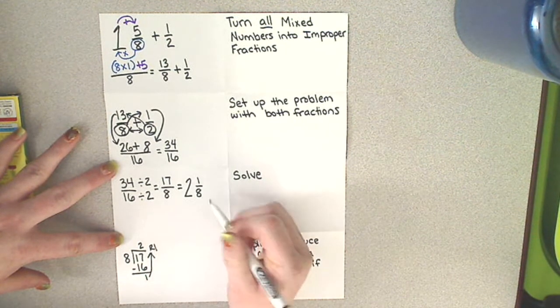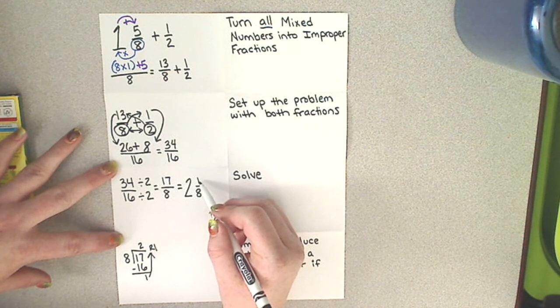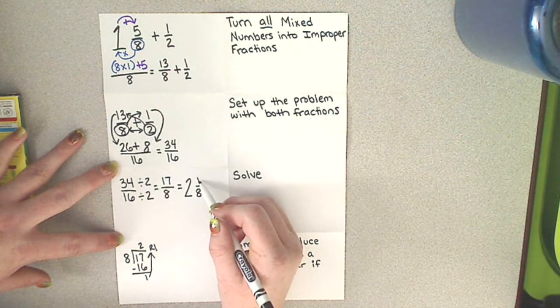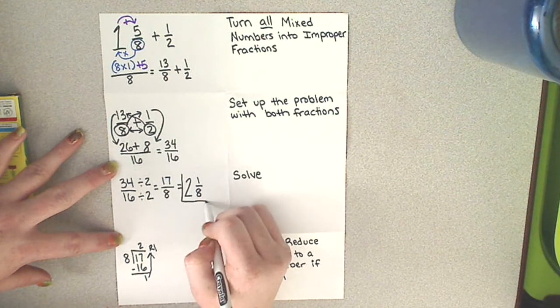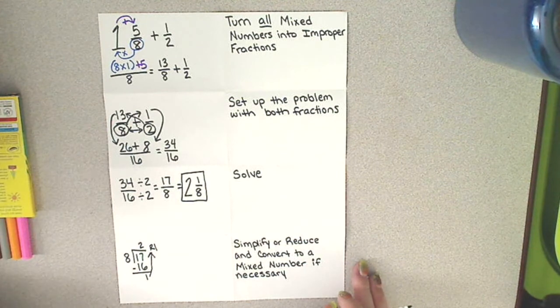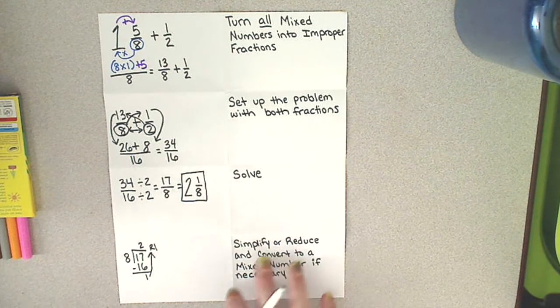I know that 1 is neither a prime nor a composite number, and the only number it can be divided by is 1, and you would get 1. Therefore, 1/8 cannot be reduced, and your final answer is 2 and 1/8. So let's take a look at a couple more examples.